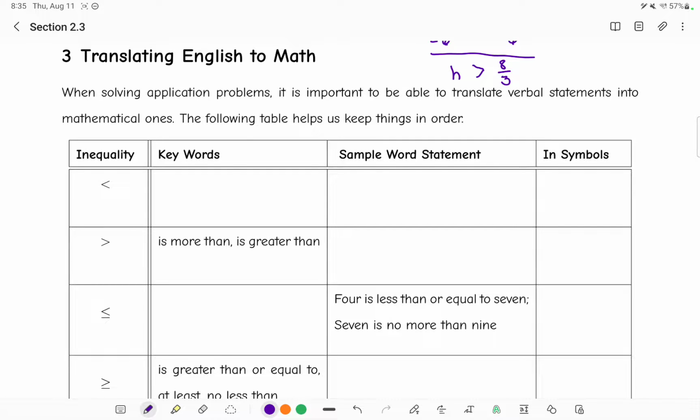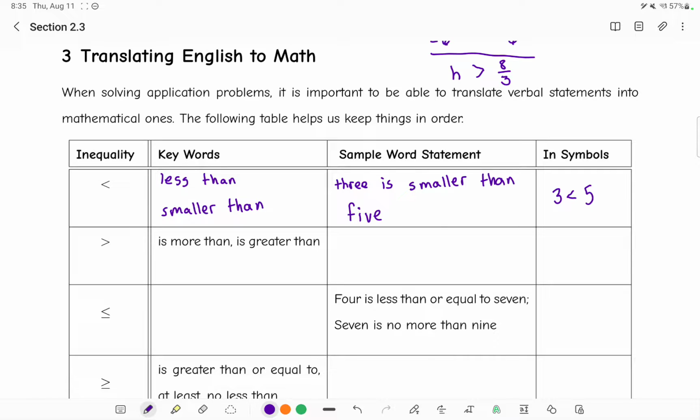So the inequality less than has some keywords like less than, smaller than. A sample word statement might be 3 is smaller than 5. Then we would write in symbols 3 less than 5.